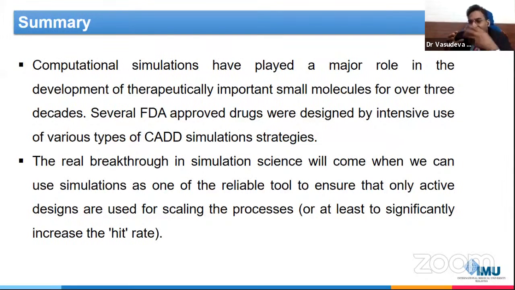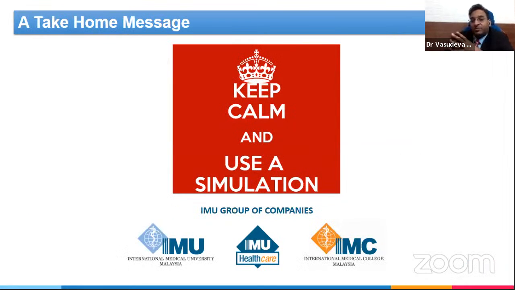The real breakthrough, in my personal opinion, and from the global perspective as well, will come in science when we can use only simulations as the reliable tool to ensure that only active designs are used for scaling the processes. Meaning that once you do simulation, whatever the outcome is can be readily transferred to the next stage. That is the situation we are expecting. That is the real transformation and real advancement, and it would really be a global breakthrough if that happens. Our take home message is just to stay calm and use simulation.